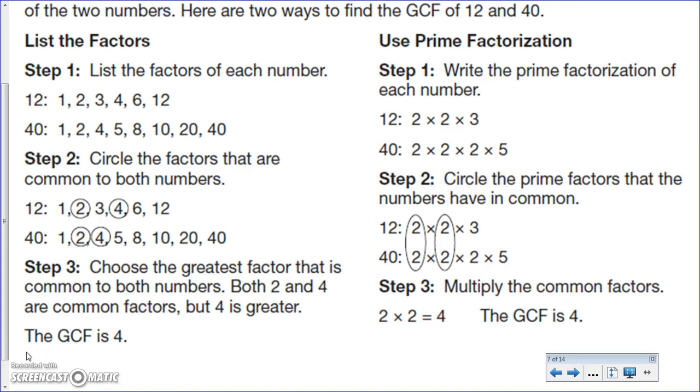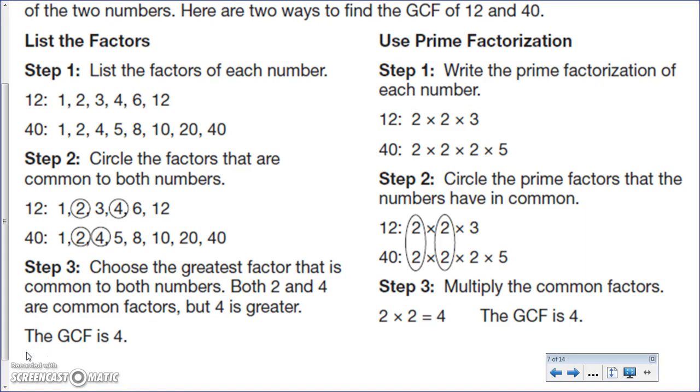So for step 2, circle the prime factors the numbers have in common. So in this case, you can see that they circled 2 sets of 2s. The third 2 in 40 does not get circled because it doesn't have a matching 2 in the 12. Then you multiply the common factors, so 2 times 2 gets us 4.